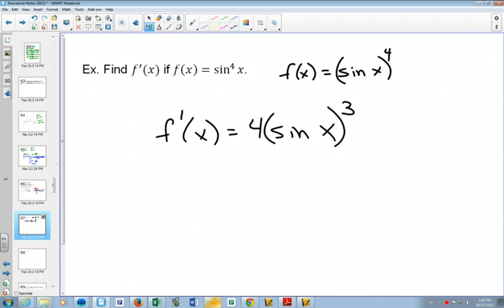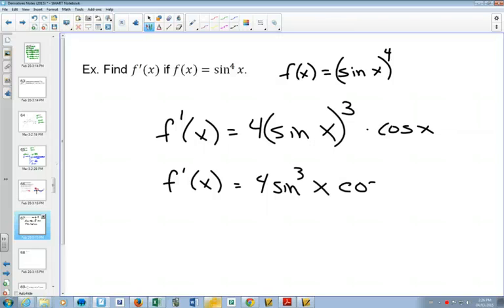Sometimes people get confused and think the sine 3x is still on the inside because of the way that it's written. So the derivative of sine is cos. And now if you wanted to write it properly, that would be our derivative.